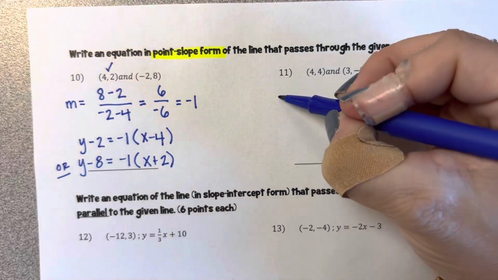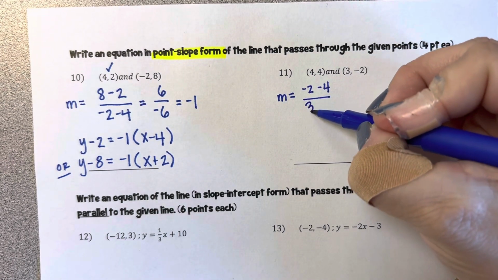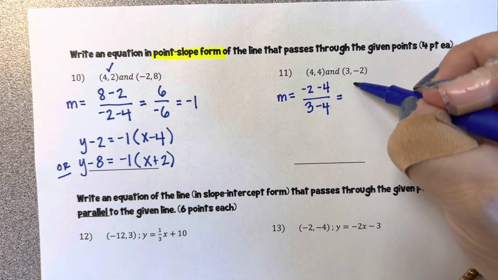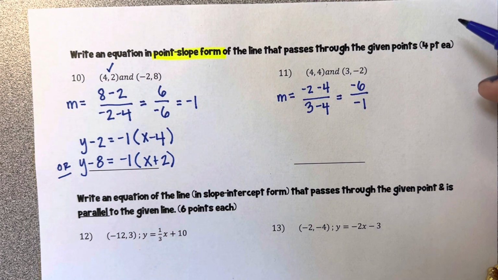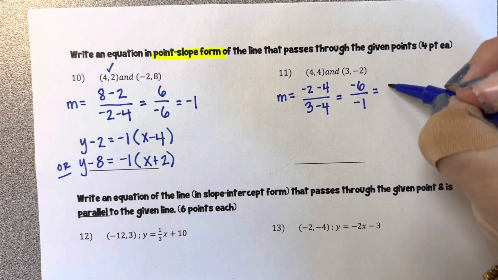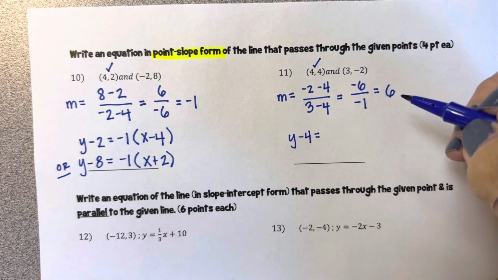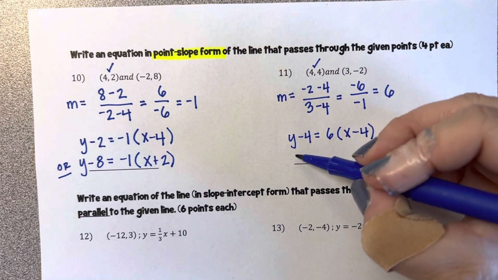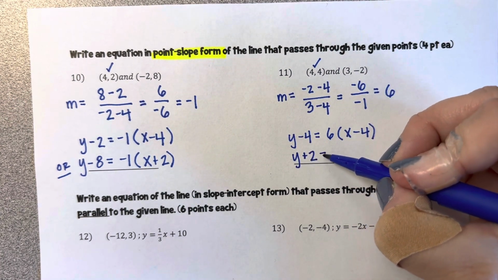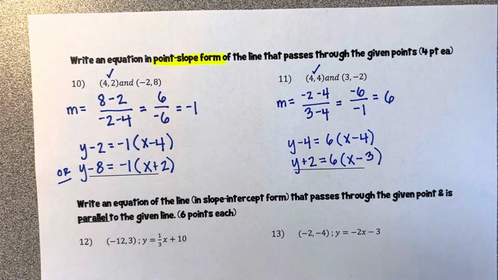So on the next one, we're going to do the same thing. We're going to find the slope, negative 2 minus 4 over 3 minus 4. Negative 2 minus 4 is negative 6. 3 minus 4 is negative 1. So negative 6 over negative 1 is positive 6. So if I use this point, y minus 4 equals 6 times x minus 4. And if I pick the second point, y plus 2 equals 6 times x minus 3. And either answer would be totally fine. It just depends on which point you pick.